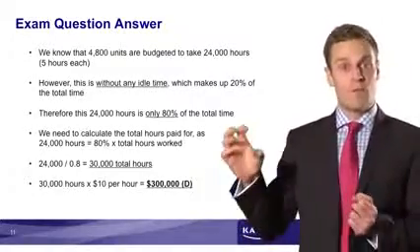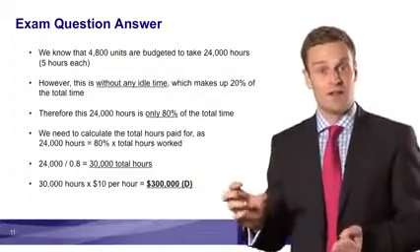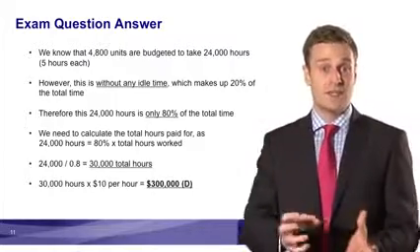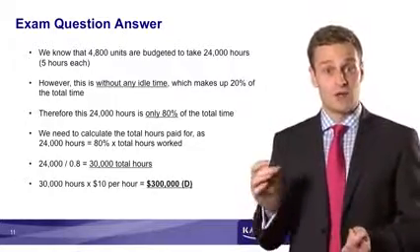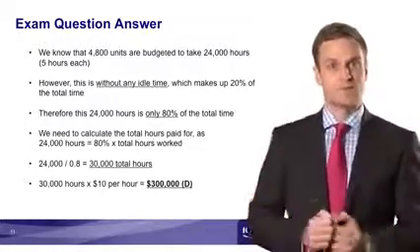It then says in the question that we're paying our staff $10 per hour, so we do 30,000 hours times $10, which gives you $300,000, which is answer D.